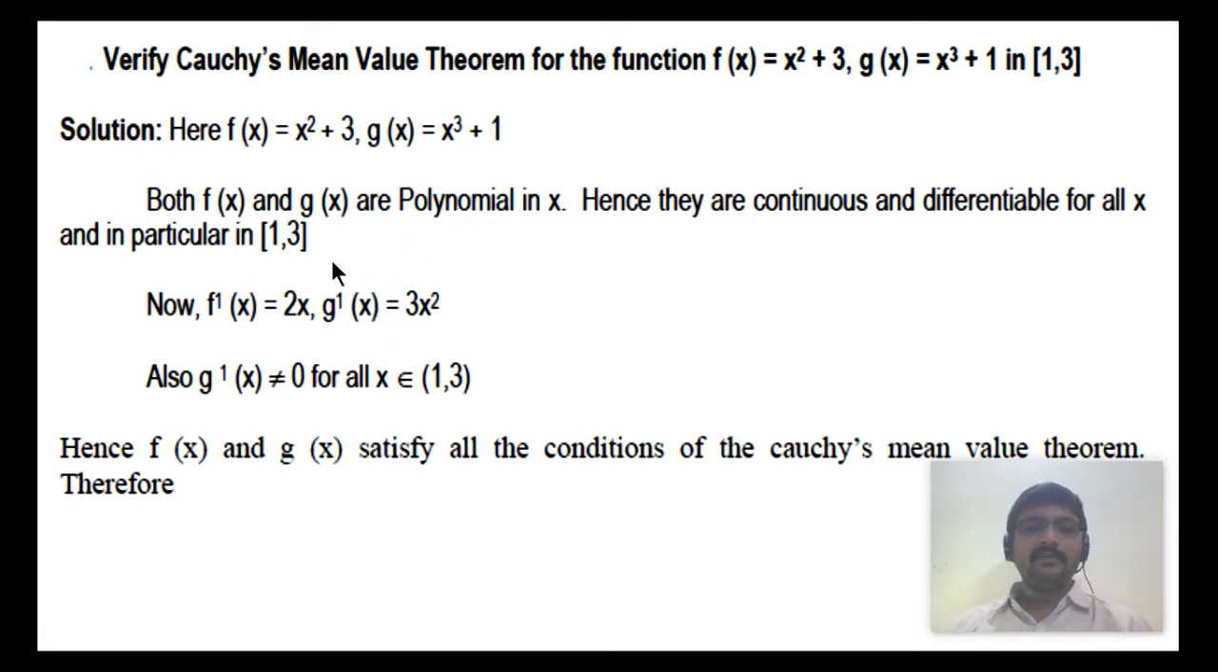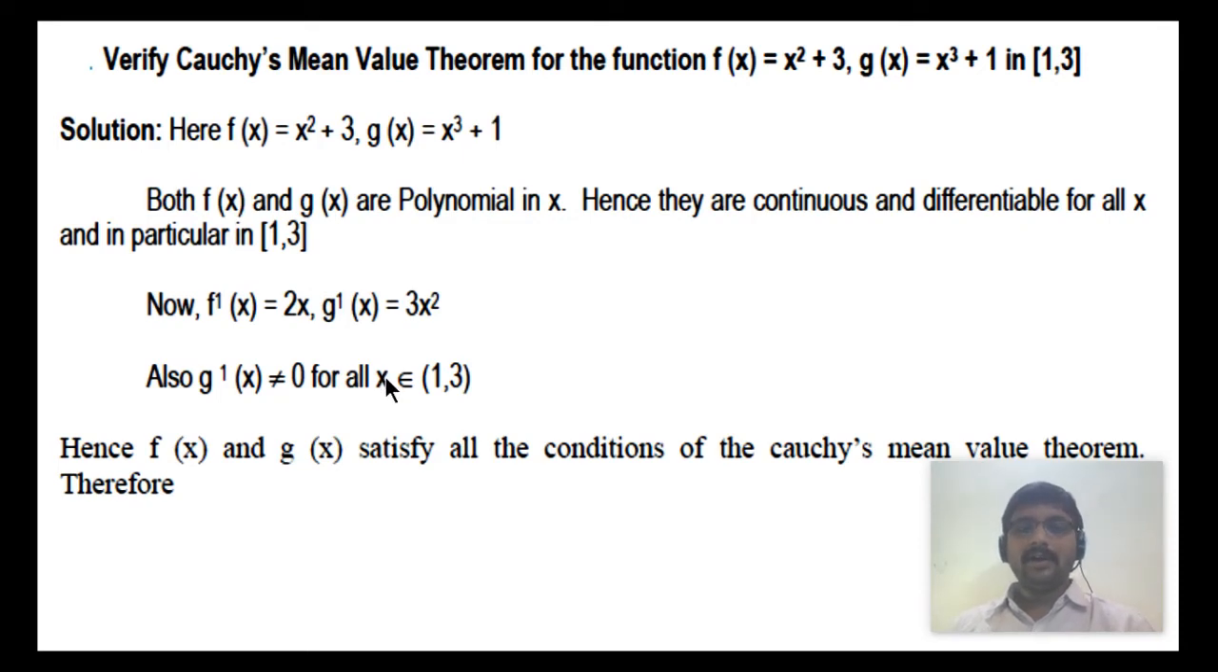The derivative of f(x) is f'(x), that is 2x. The derivative of g(x) is g'(x), that is 3x square. Clearly both the derivatives exist and g'(x) is not equal to 0 for all x belonging to open interval (1, 3). In between 1 and 3, if we take any value, clearly g'(x) is non-zero, that is g'(x) is not equal to 0.